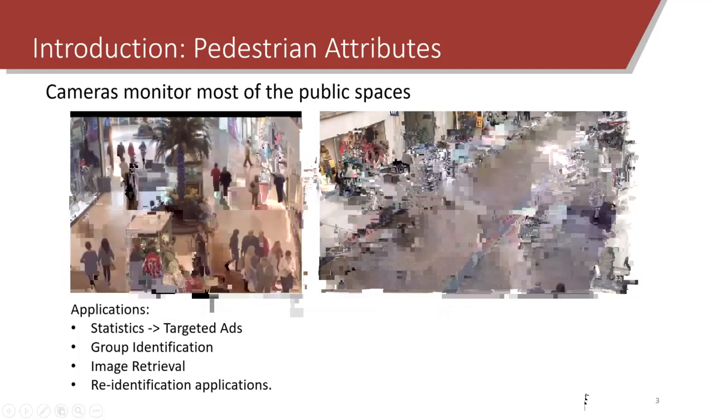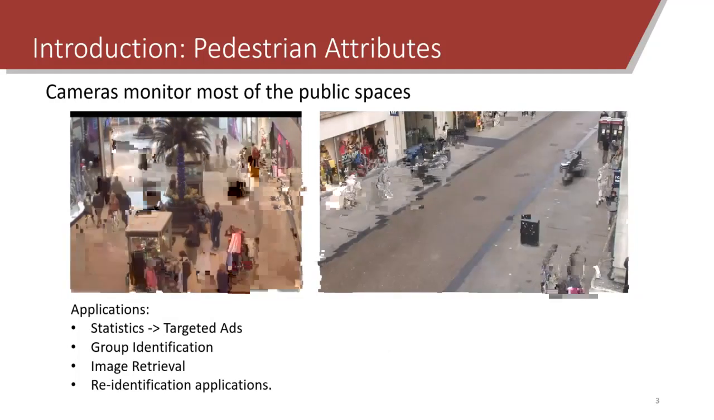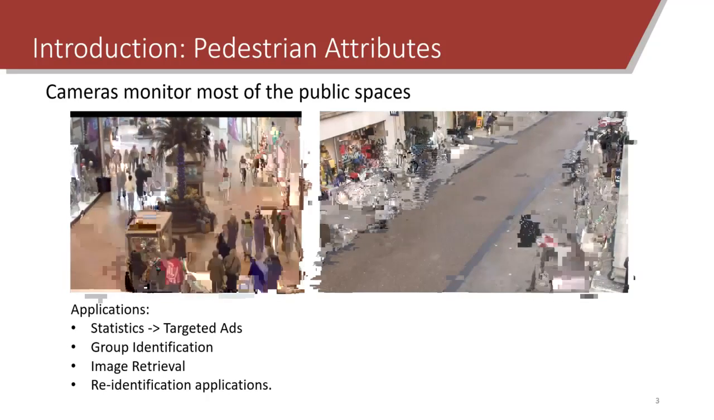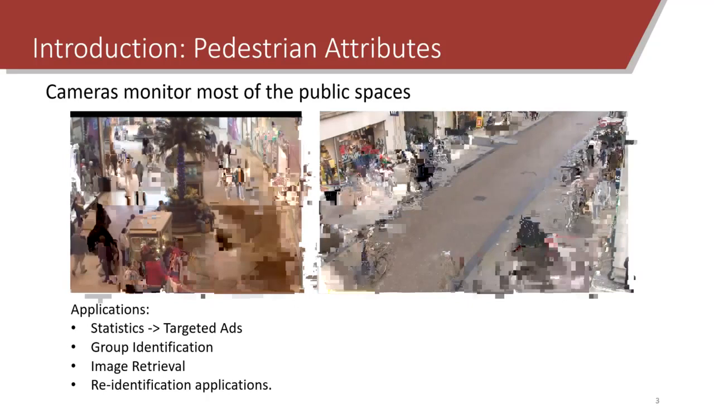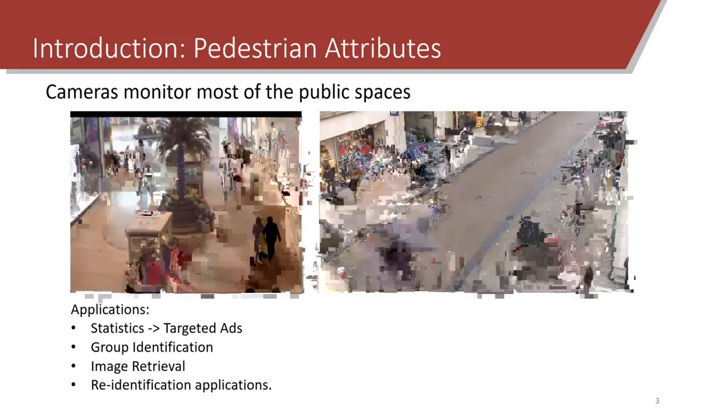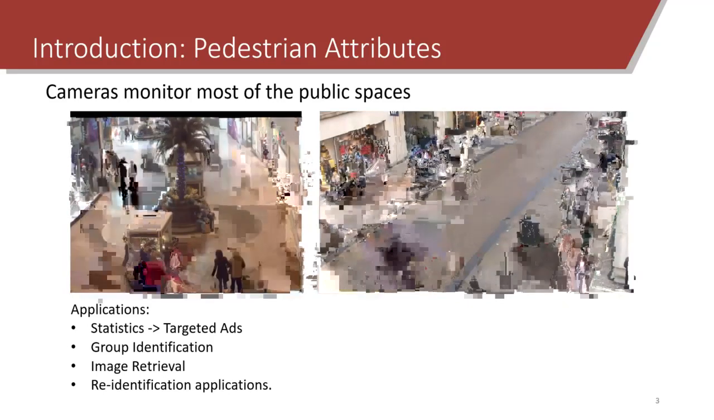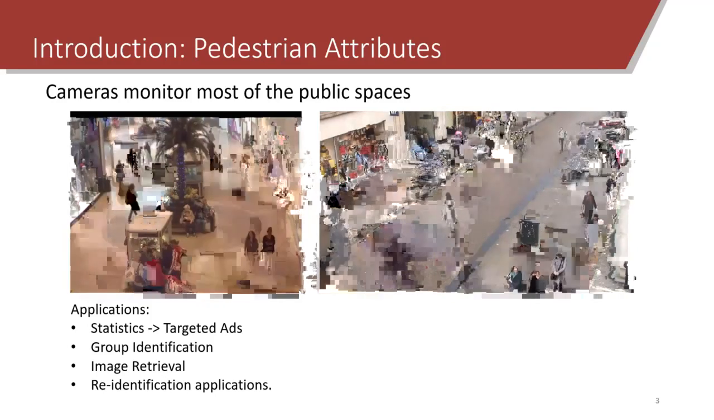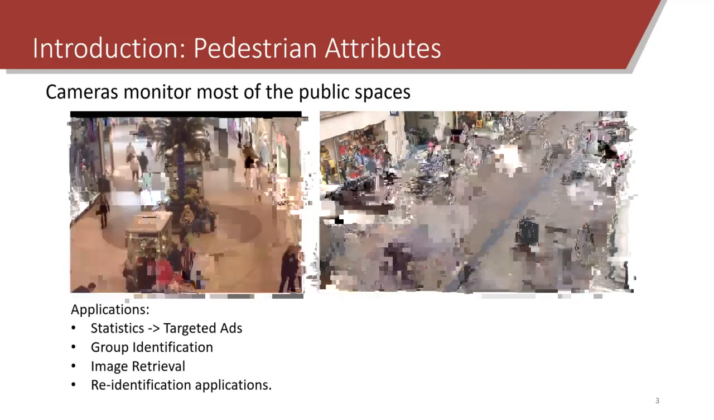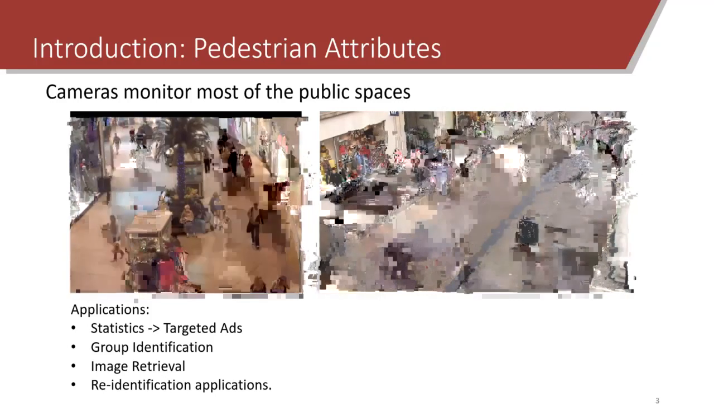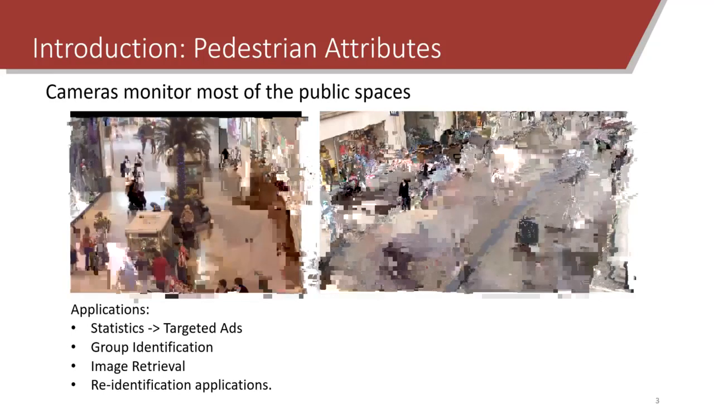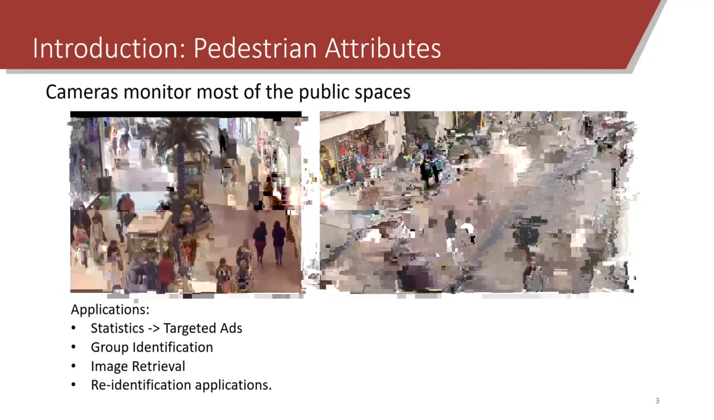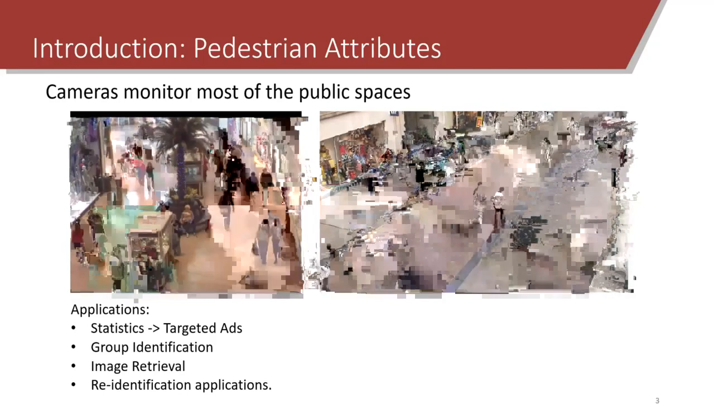So there are tons of applications for this work. All of these attributes that we will extract from the video can be used to gather statistics, and maybe then we can have targeted ads. This can also lead to group identification, image retrieval as well, and re-identification. So for example, if you have multiple cameras in a scene and you saw somebody with particular attributes, you can do recognition in the second view using some of these attributes.